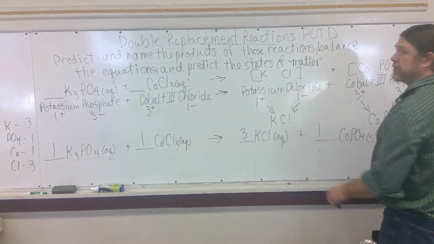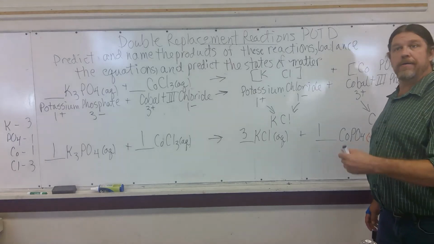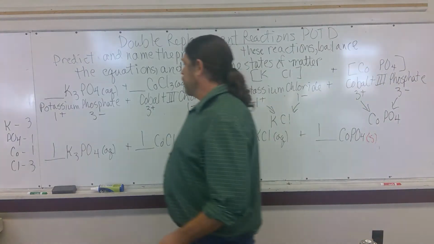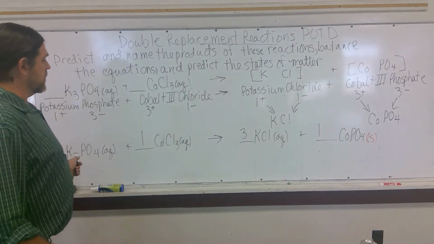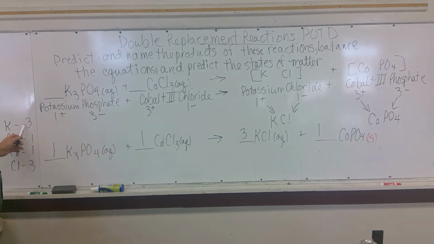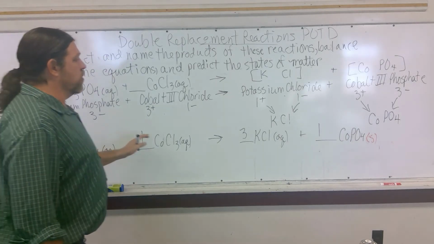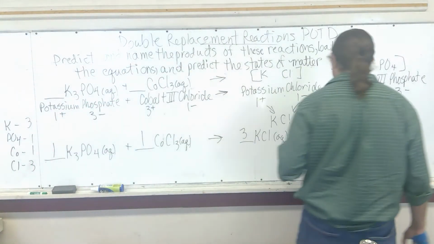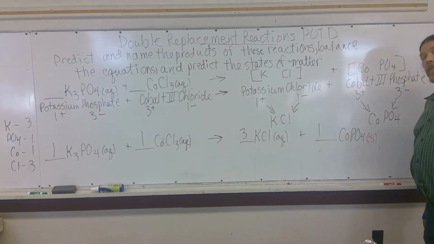We don't need any additional coefficients for KCl. +3, -3, CoPO4. So we've balanced charge. Now it's time to balance mass. And we can see here that the simplest way to balance both sides of this equation for mass is that we have 3 potassiums, 1 phosphorus, 1 cobalt, and 3 chlorides on each side, and so a 1:1:3:1 ratio works.